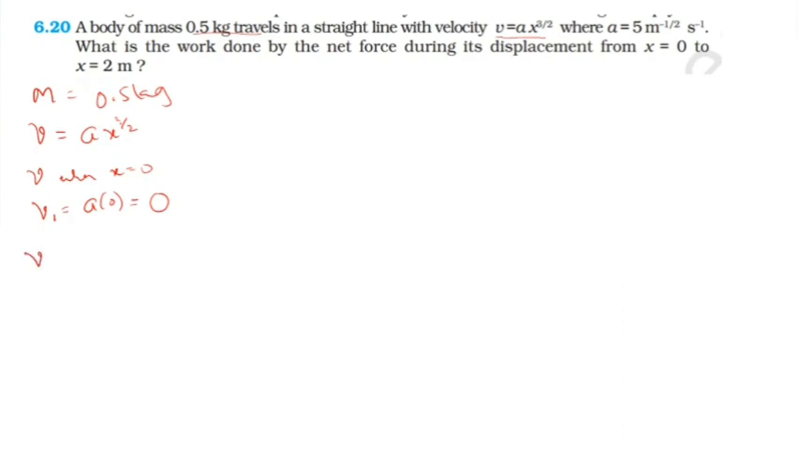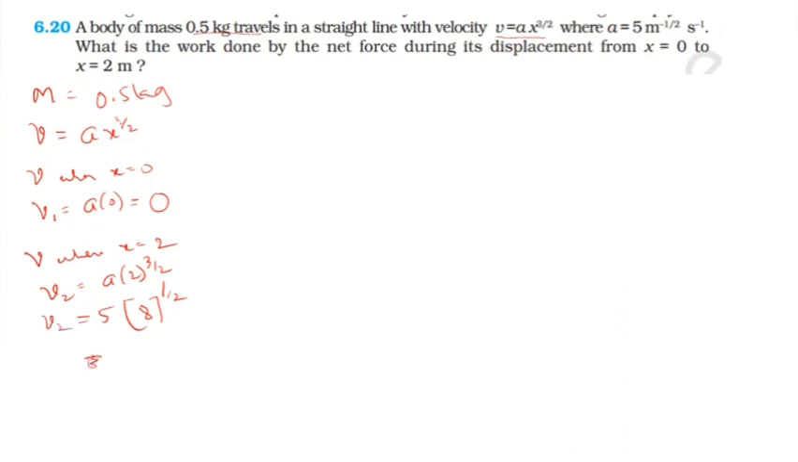Then the v when x is equal to 2. I call this v2. So a into 2 to the power 3 by 2. We know the value of a, that is 5, and 2 to the power 3 by 2. So I can write 2 to the power 3 as 8, and 1 by 2 as it is. So this is the value of v2 now.